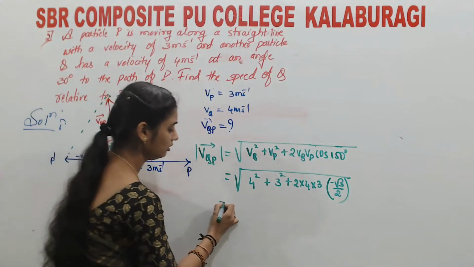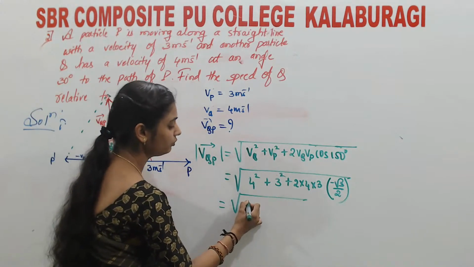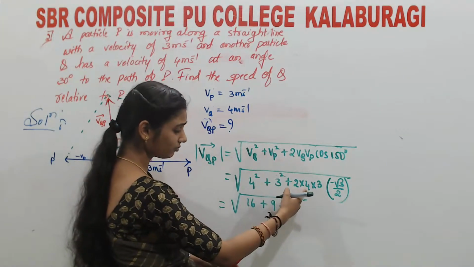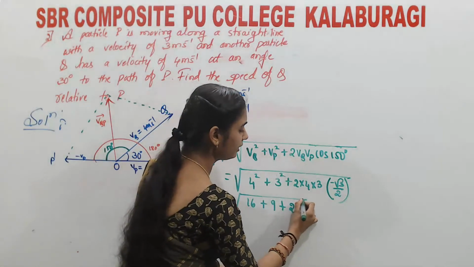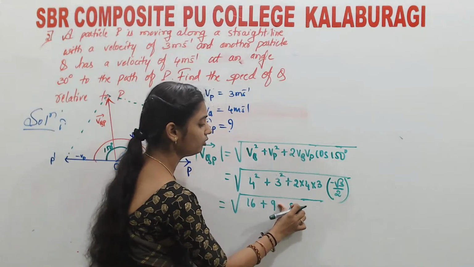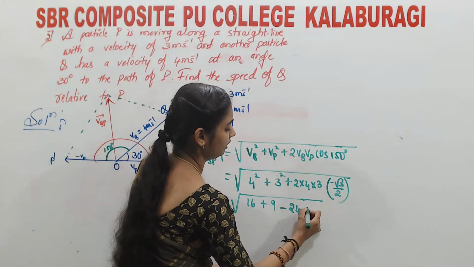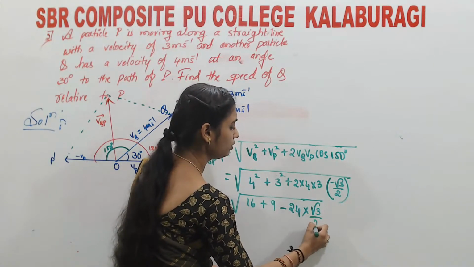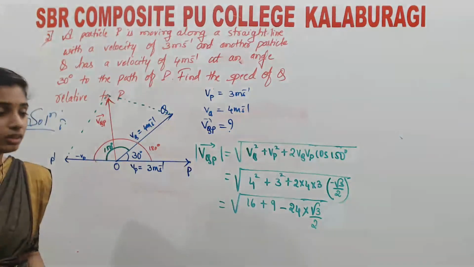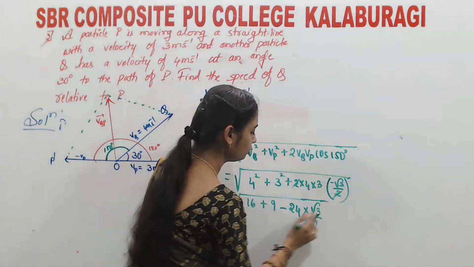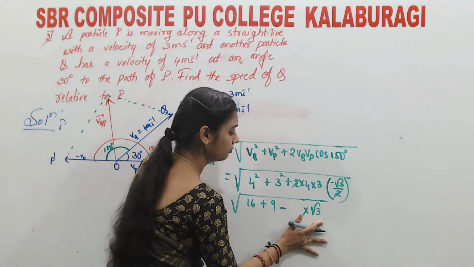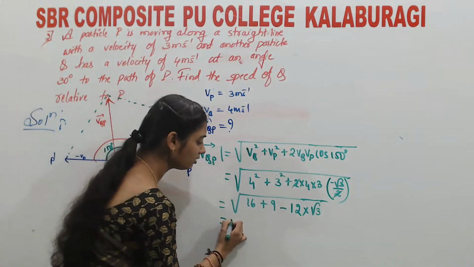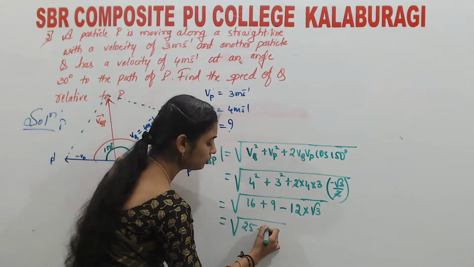Take the values, solve and simplify. 4 into 4 is 16, 3 square is 9, and 2 into 4 is 8, into 3 is 24, with the minus sign. The 2 we can cancel with the 2 in root 3 by 2, so we are left with 12 root 3. What is 16 plus 9? It is 25 minus 12 root 3.